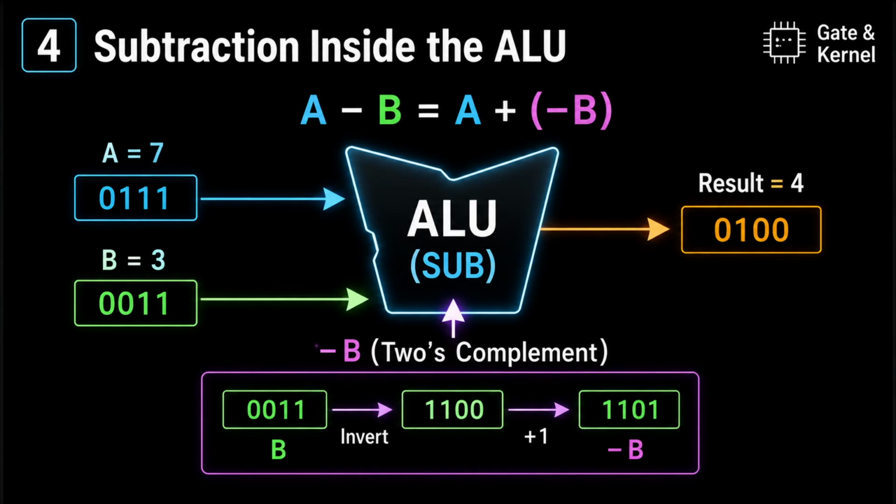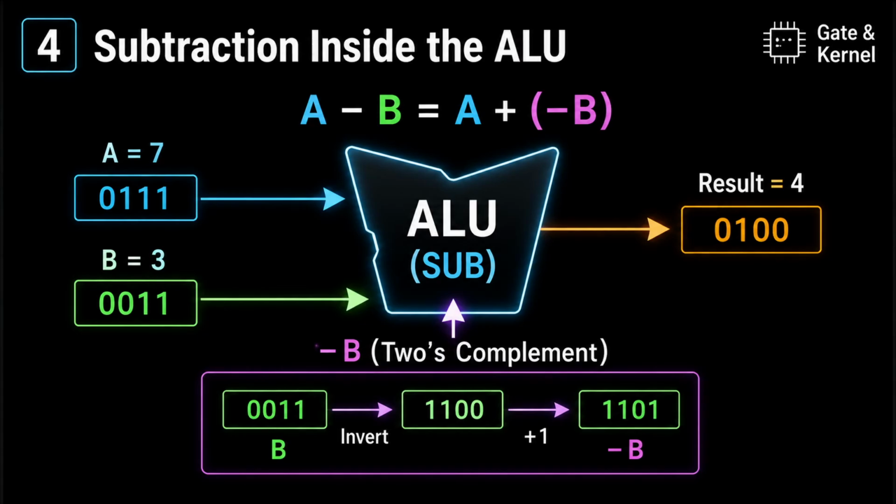This is where 2's complement becomes extremely important. Consider the 4-bit number 3. 3 is 0011. To form -3 in 4-bit 2's complement, invert the bits. 0011 becomes 1100. Then add 1. 1100 plus 1 gives 1101. So 1101 represents -3 in 4-bit 2's complement.